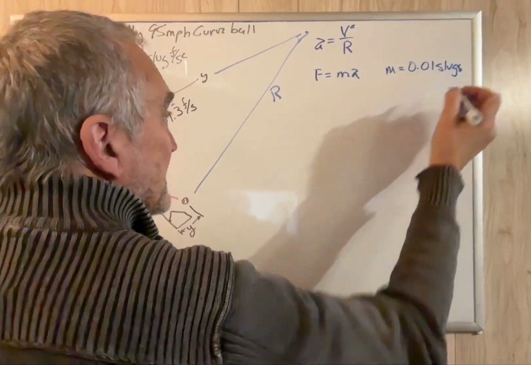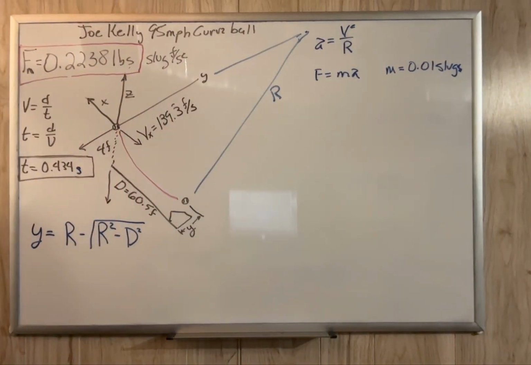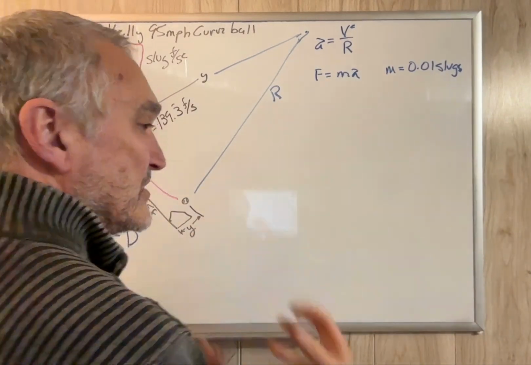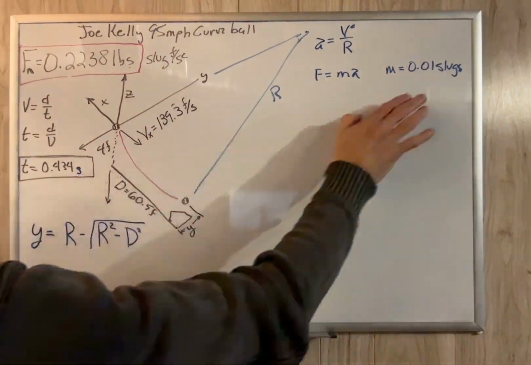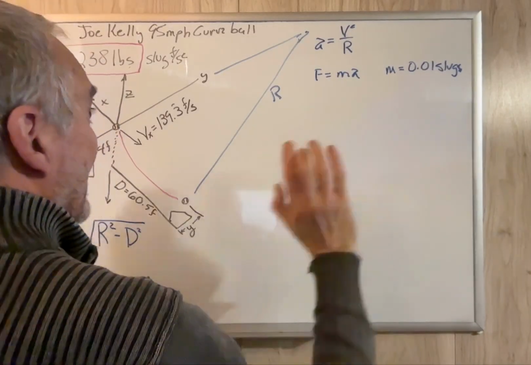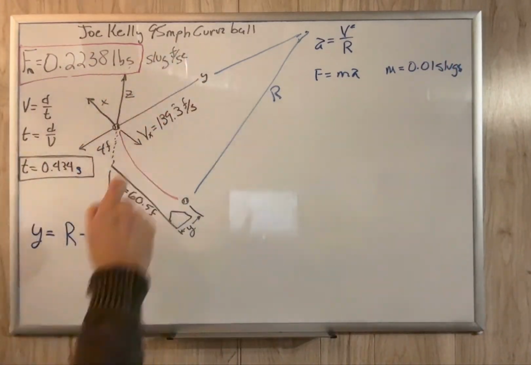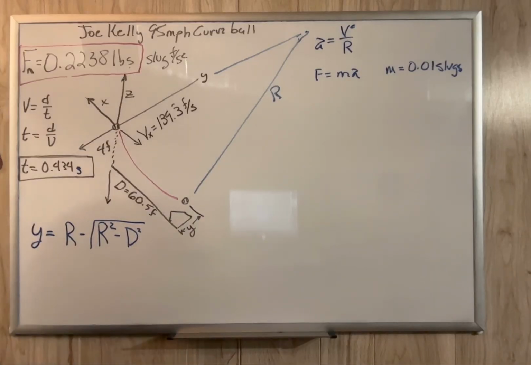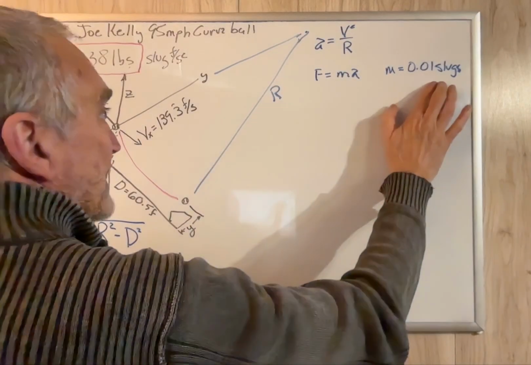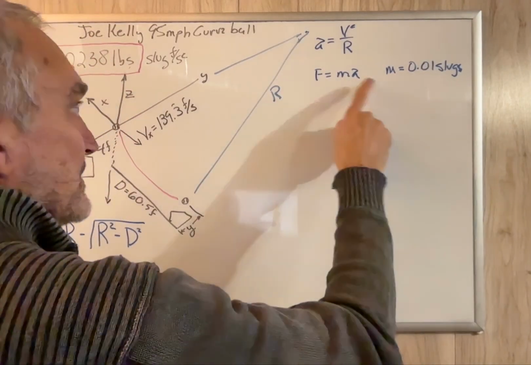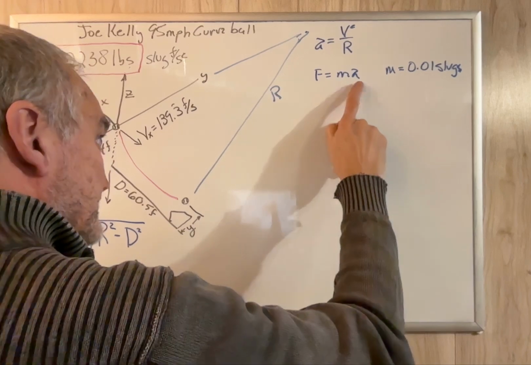All right? Don't get too confused with slugs. Slugs are basically the same thing as kilograms, it's just a measurement of mass. It's the American way that people in America measure mass, because they use feet per second, which comes up with gravity being 32.2 feet per second squared, and the SI system is 9.8 meters per second squared, right? That's your acceleration.